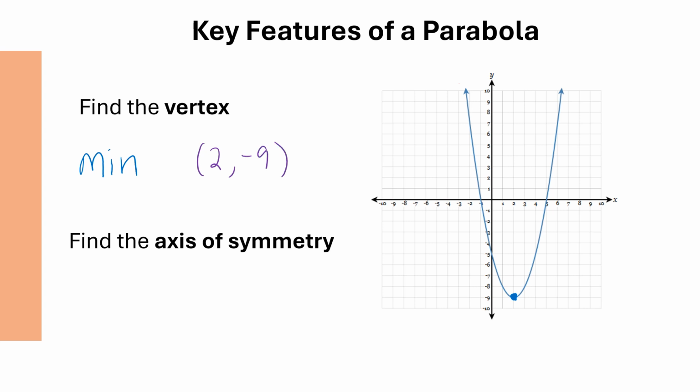To find the axis of symmetry, that's the line that cuts this parabola in half. As you can see, that axis of symmetry goes right through the vertex. And because it goes right through the x value, which is 2, the equation for this axis of symmetry is x equals 2. You should be aware that because the vertex and the axis of symmetry meet, they always share the same x value.